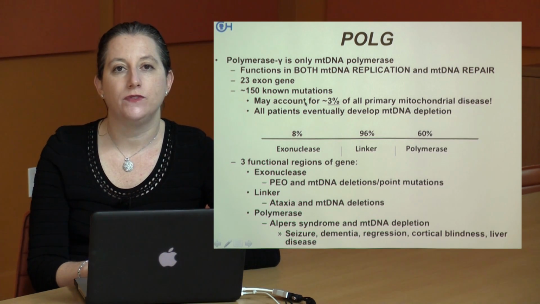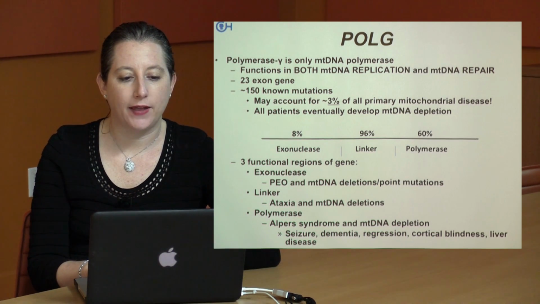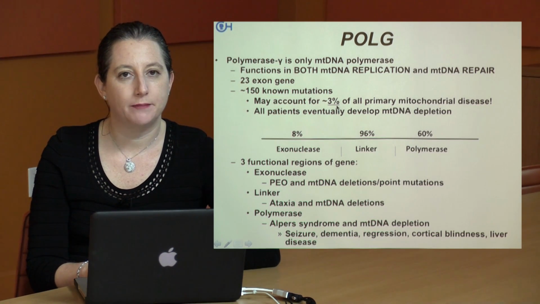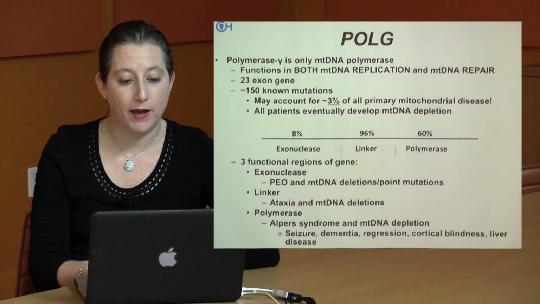There's about 150 known mutations, and more continually being recognized, in the Pol gamma gene that cause disease in different people. And even though this is the most common gene that causes mitochondrial disease, 97% of people with mitochondrial disease do not have mutations in this gene. So only 3% of mitochondrial diseases are caused by mutations in Pol gamma.